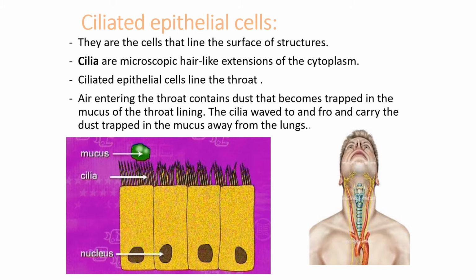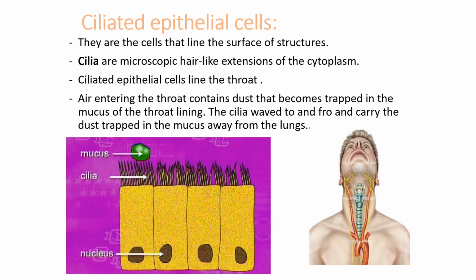Do you see down in the picture? I have the mucus. It trapped the dust. The cilia under the mucus wave to and fro. You know the meaning of wave. They wave to and fro and carry the dust trapped in the mucus away from the lungs. So the cilia don't allow the dust trapped in the mucus to enter the lungs. So it protects the lungs from this dust. You got it, grade 7.